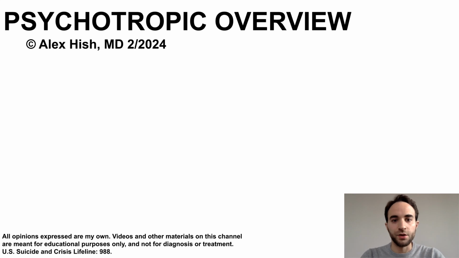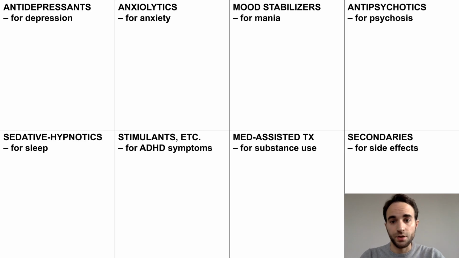This talk is an overview of psychotropic medications commonly used in psychiatric practice. A psychotropic medication, or simply a psychotropic, indicates any medication that has an effect on a person's mental state. First, let's outline the major classes of psychotropics, which include antidepressants, which are largely used to treat depression, anxiolytics for anxiety, mood stabilizers, mostly used for mania, antipsychotics, mainly used to treat psychosis, sedative hypnotics for sleep, stimulants and related medications for ADHD symptoms, and medication-assisted treatment for substance use.